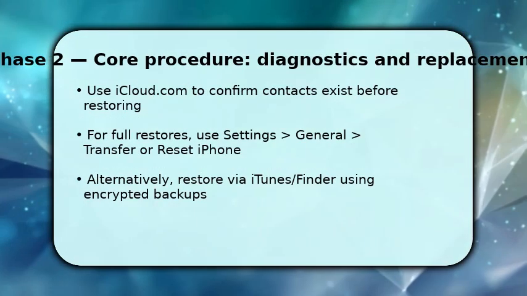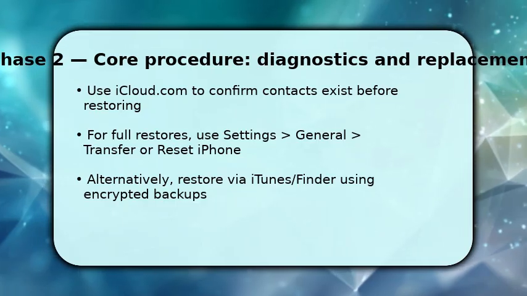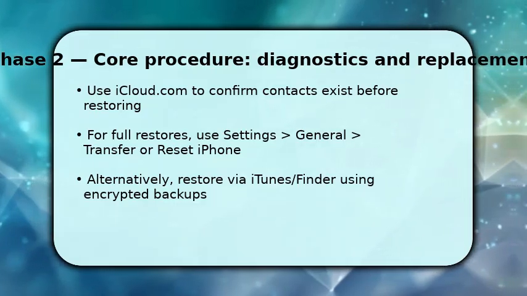Next, decide which source to restore from and why. iCloud is fastest for individual contacts. A full backup is best if many items or group data are missing.